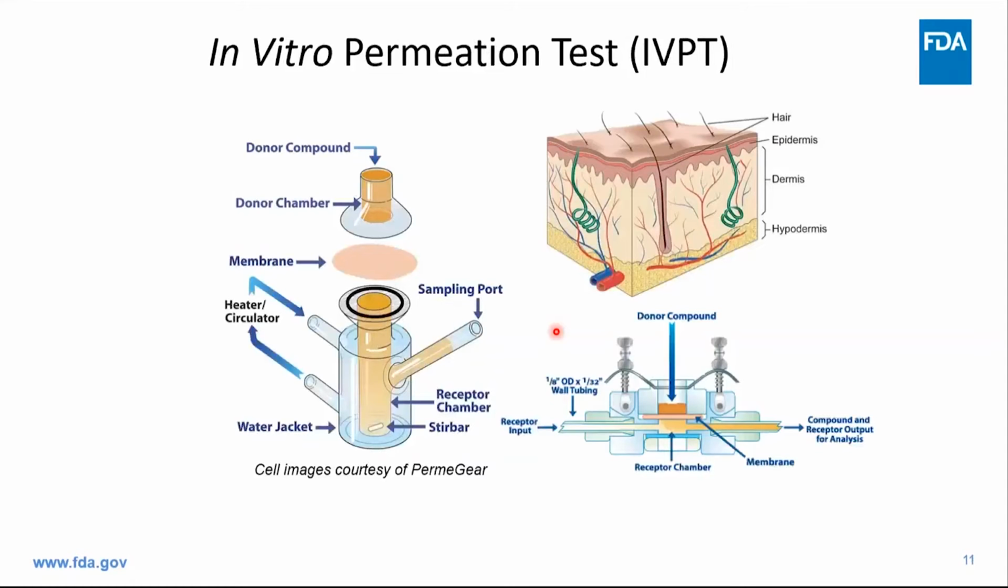Another implementation is a flow-through cell. The design is relatively similar, where the skin is mounted in the diffusion cell. The compound is applied on top, and it permeates through just as it does here. But here the receiving fluid, the receptor fluid, continues to flow through, and we'll talk a lot about the differences in these designs, both of which can create very good IVPT studies.